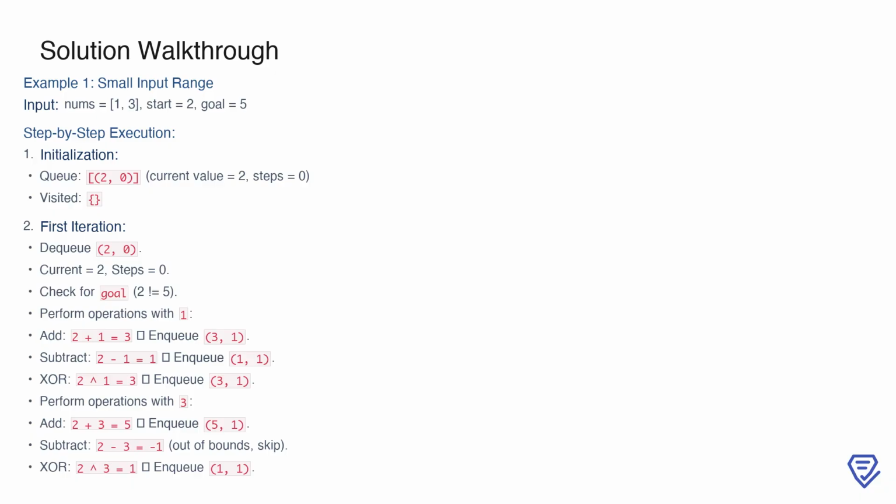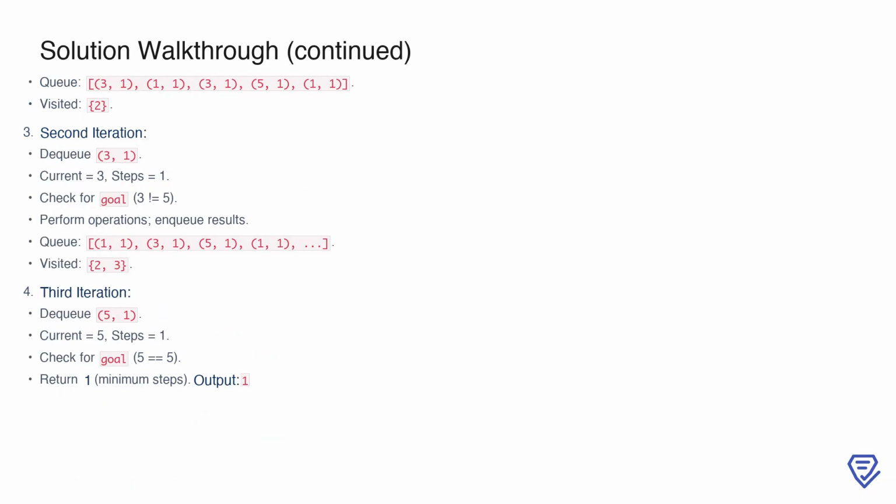Using the number 1, we calculate 2 plus 1 equals 3, 2 minus 1 equals 1, and 2 XOR 1 equals 3. This adds (3, 1) and (1, 1) to the queue, while skipping duplicates. Next, using the number 3, we calculate 2 plus 3 equals 5, 2 minus 3 equals -1, and 2 XOR 3 equals 1. The addition operation results in 5, which we enqueue as (5, 1), while skipping out of bounds results like -1. After this iteration, the queue contains all valid results to process next. At the end of the first iteration, the queue is (3, 1), (1, 1), (3, 1), (5, 1), (1, 1), and the visited set contains 2.